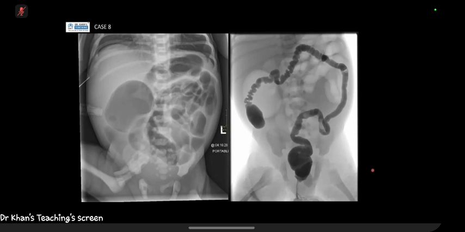Okay. And there is the rectosigmoid, which looks a bit distended. I'm not sure if this is... I'm looking for a sawtooth pattern to see if it's Hirschsprung's, but I'm not sure. I don't see any filling defects within the large bowel, and I don't see any contrast within the small bowel loops. Could this be an ileal atresia?